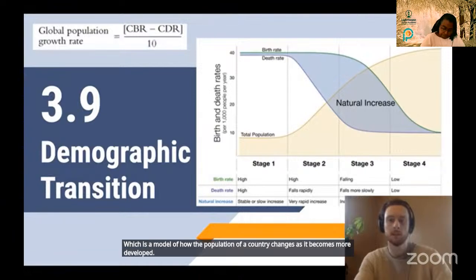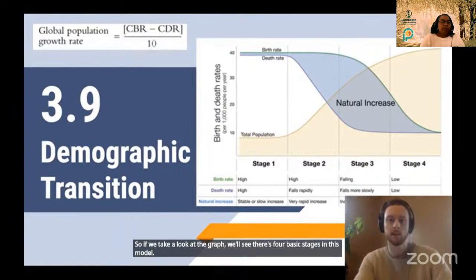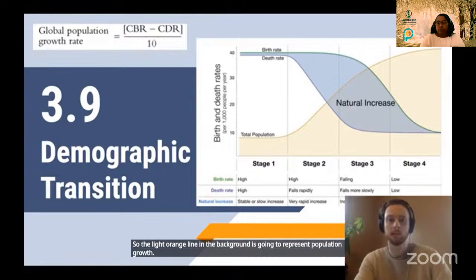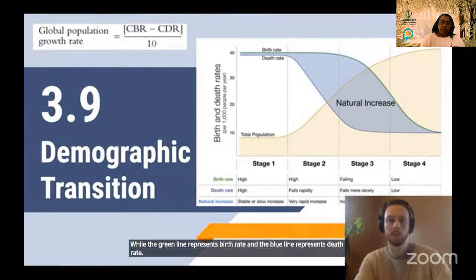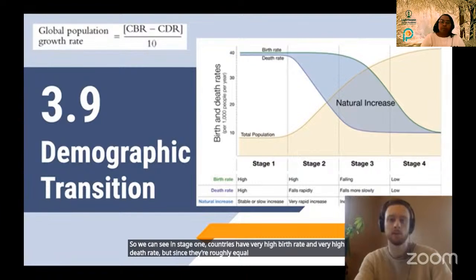So if we take a look at the graph, we'll see there's 4 basic stages in this model. So the light orange line in the background is going to represent population growth, while the green line represents birth rate and the blue line represents death rate. So we can see in stage 1, countries have very high birth rate and very high death rate, but since they're roughly equal, the population isn't really growing much.